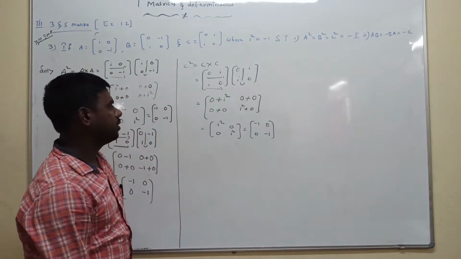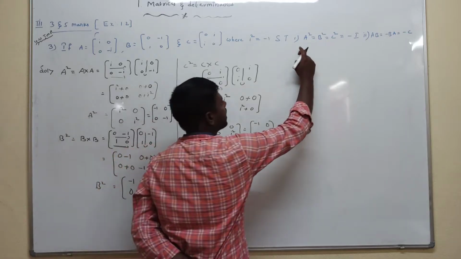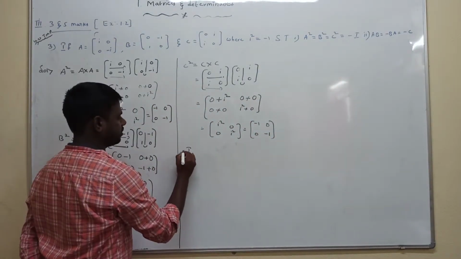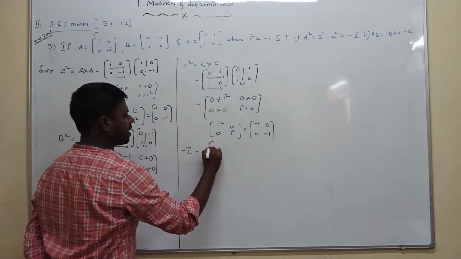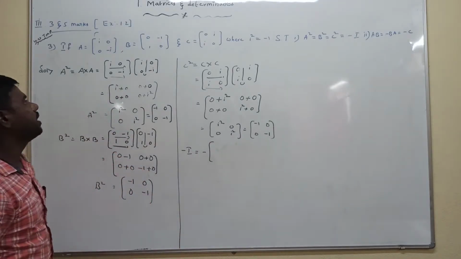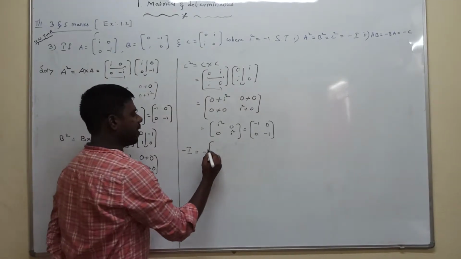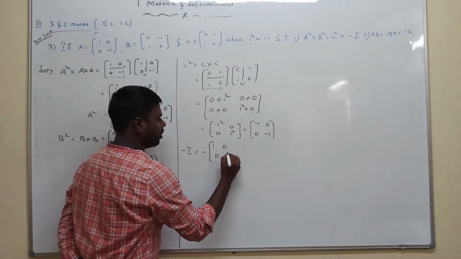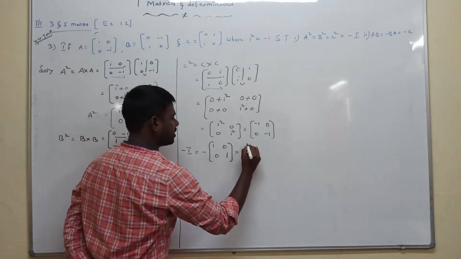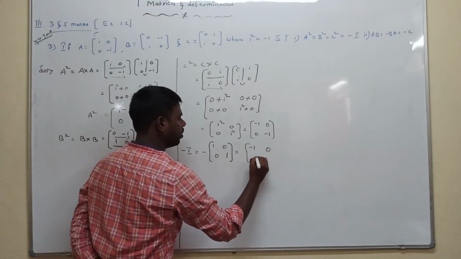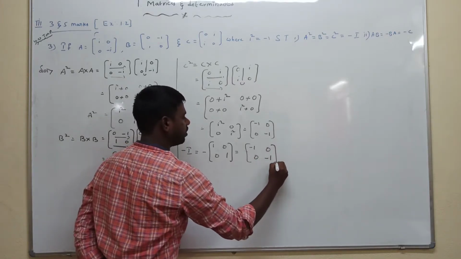Next, observe, dear friends, I am taking this one: minus I. Minus I is nothing but the negative of the identity matrix. A, B, C are given as 2 by 2 matrices, thus I also am taking a 2 by 2 matrix: 1, 0, 0, 1. Product with negative of each element. So we got -1, 0, 0, -1.